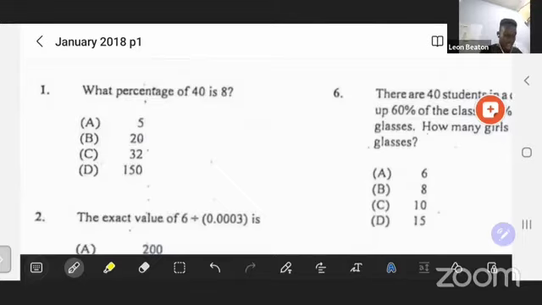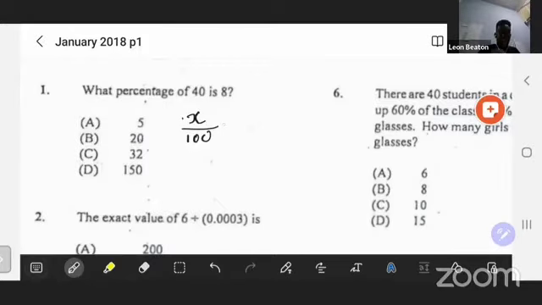So we say, what percentage of 40? Let's just use X to represent what we don't know. So X percentage is out of 100, so put X over 100. And we want to find the percentage of 40, so we multiply that by 40. And they say the result is 8.